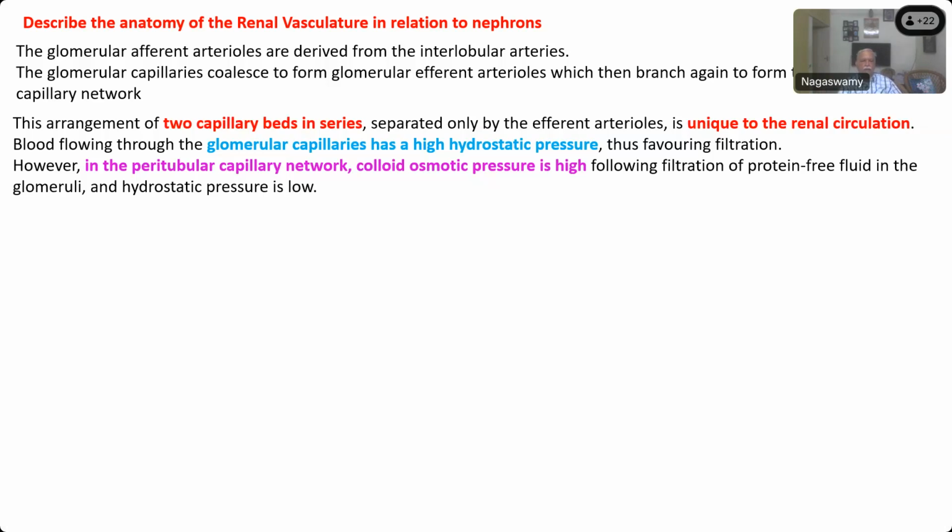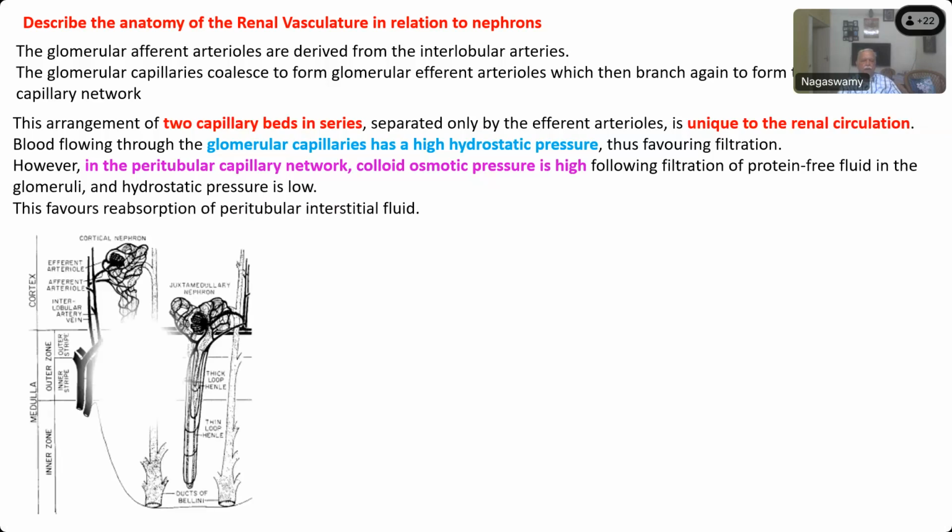Filtration is happening at the glomerulus, and reabsorption is done by the peritubular capillary network because of the high osmotic pressure. So this favors reabsorption. And if you see this picture, you can see this is the interlobular artery which continues as the afferent arteriole.